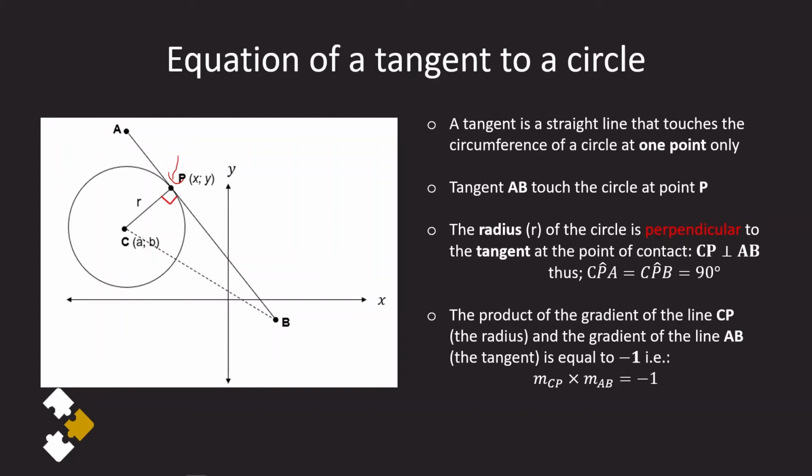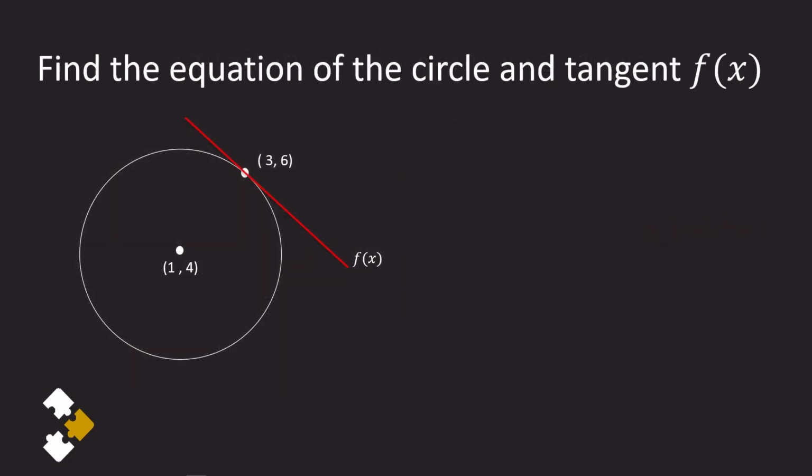Why is it minus 1? Because the gradient of a radius multiplied by the gradient of a tangent will always be minus 1. Those are perpendicular lines. Now let's carry on. Let's look at this example.